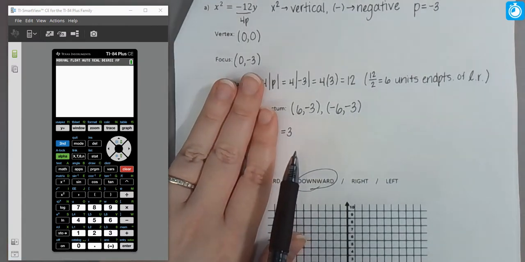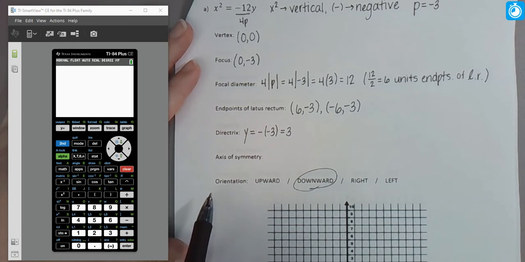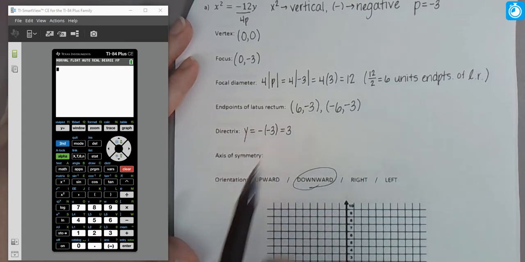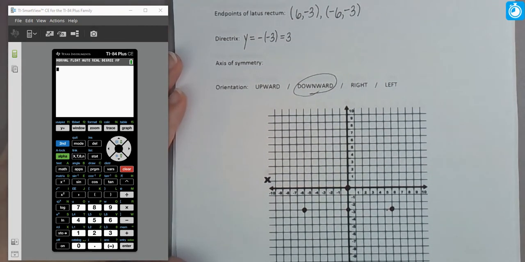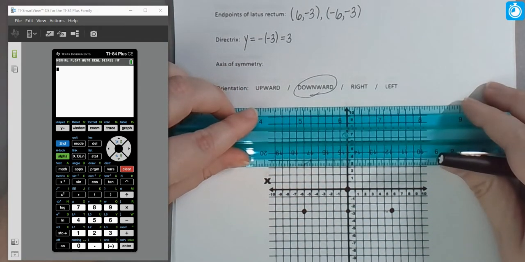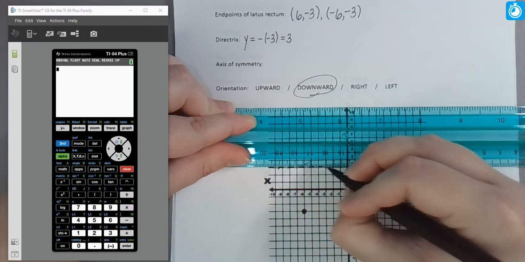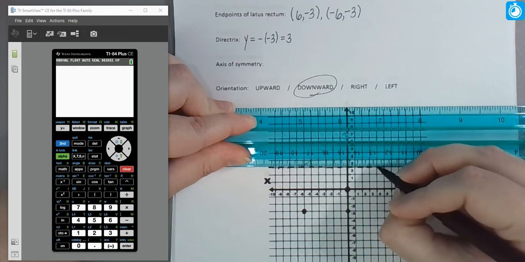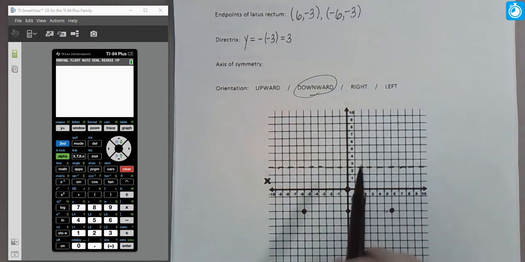I want to emphasize that y equals is important. 3 by itself is just a number. y equals 3 is a horizontal line, and when we're talking about the directrix and the axis of symmetry, we're talking about lines. Lines are represented by equations, so y equals, in addition to the 3, is important. If we were to graph the directrix, and at least for this example I'll go ahead and put it on there, we graph a horizontal line above the vertex, p units above, if we think of the absolute value of p. So the focus is 3 units from the vertex, and the directrix is 3 units from the vertex.